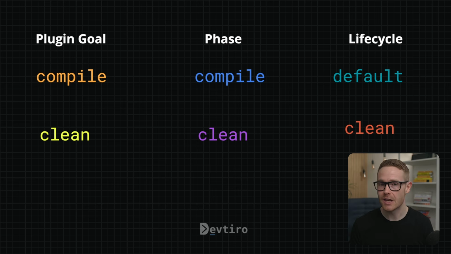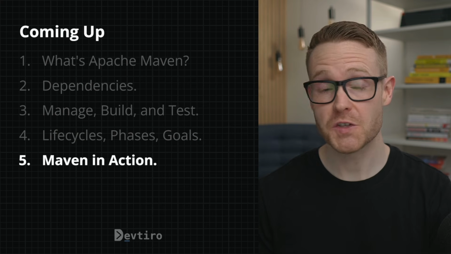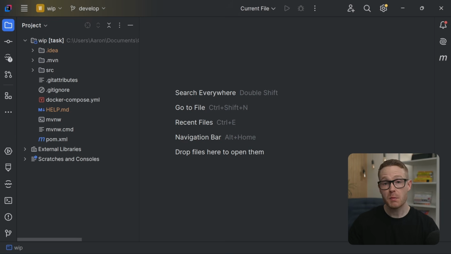So let's now take a look at a demo. And that brings us on to Maven in action. So here we are in our IDE, and this is the project that we downloaded from the Spring Initializer. And we're going to be using this to demo Apache Maven.